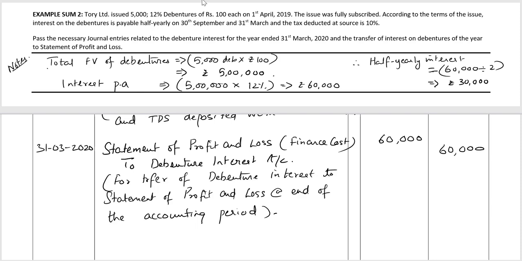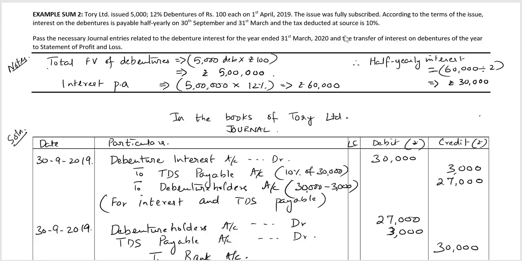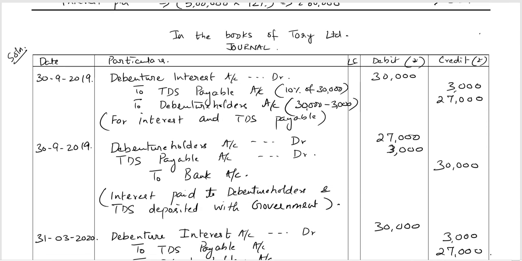The entries are done. We'll view the answer. So that's the example sum 2 on top. The calculation of interest per annum and also the half yearly interest. And these are the journal entries in the books of Tory Limited.